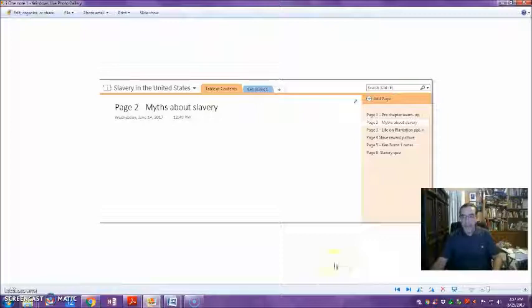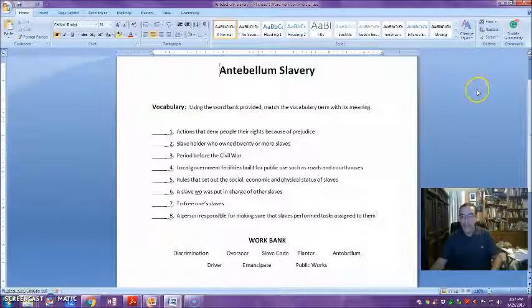Okay, going back to our table of contents, we have a slavery quiz that's listed on page 6. The students have access to that. That can be a link or it can be on Google Docs. If it's on Google Docs, it would make it more accessible for grading.